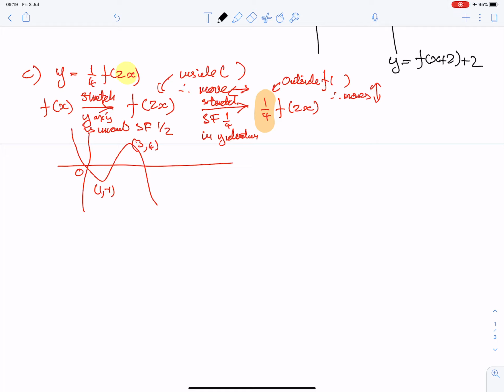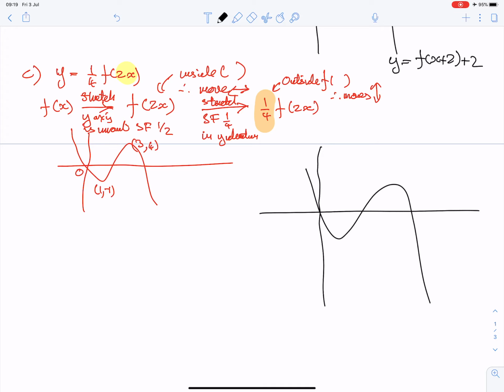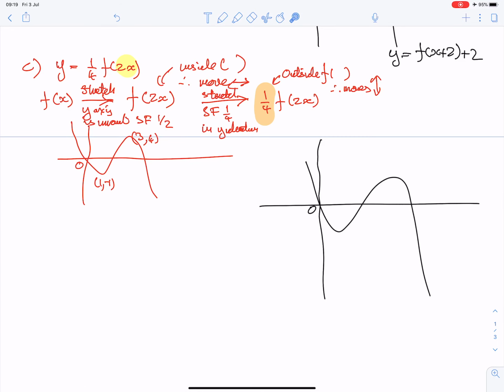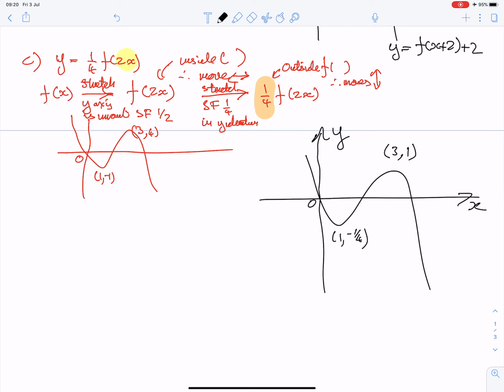Usually best to draw the shape first, so the basic shape doesn't change. Our x-axis, we've had no translation, so our x-axis and y-axis are staying in the same place. We've got 1 minus 1, and that's going to be stretching a quarter in the y direction. So this will still be at 1 for x, but it will now be negative a quarter for y. This point here, the max, no change in the x direction from here across to here. And then we're going to have a quarter of the y component. So a quarter of 4 is 1. So y equals a quarter f of 2x.